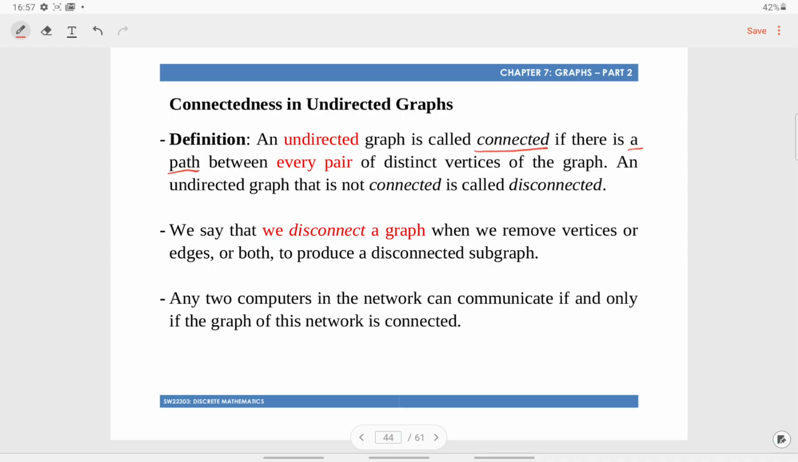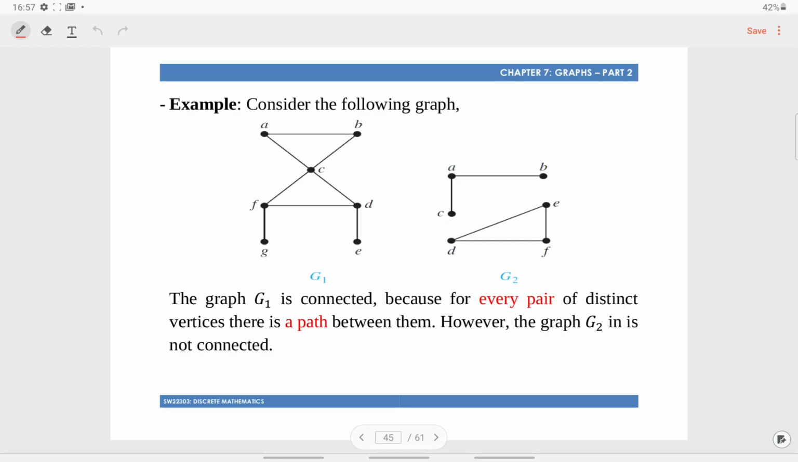An undirected graph that is not connected is called a disconnected graph. We say that we disconnect a graph when we remove vertices or edges, or both vertices and edges, to produce a disconnected graph. Any two computers in the network can communicate if and only if the graph of this network is connected. So that's the application.